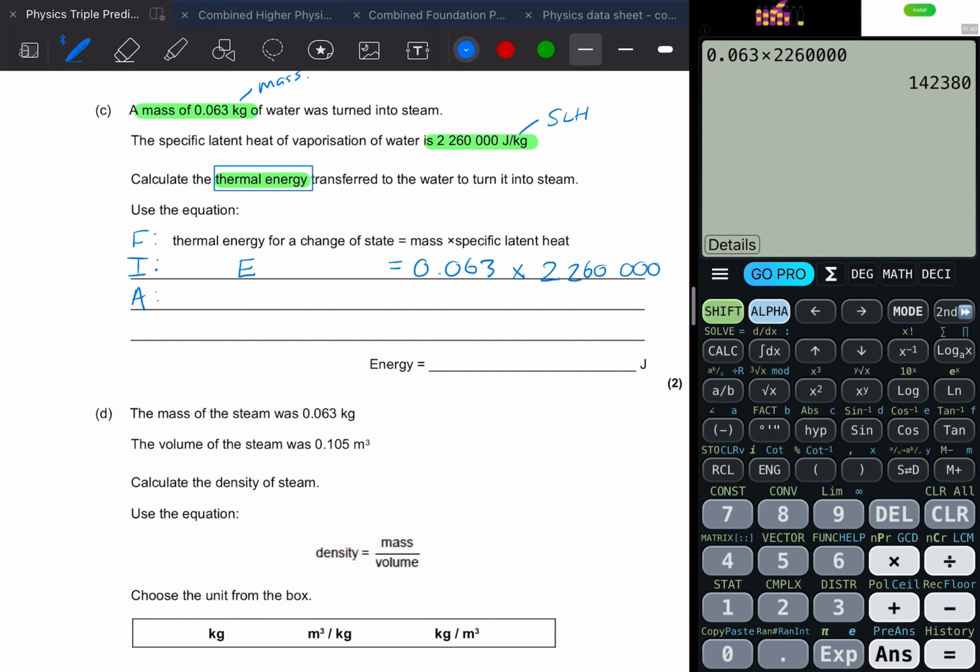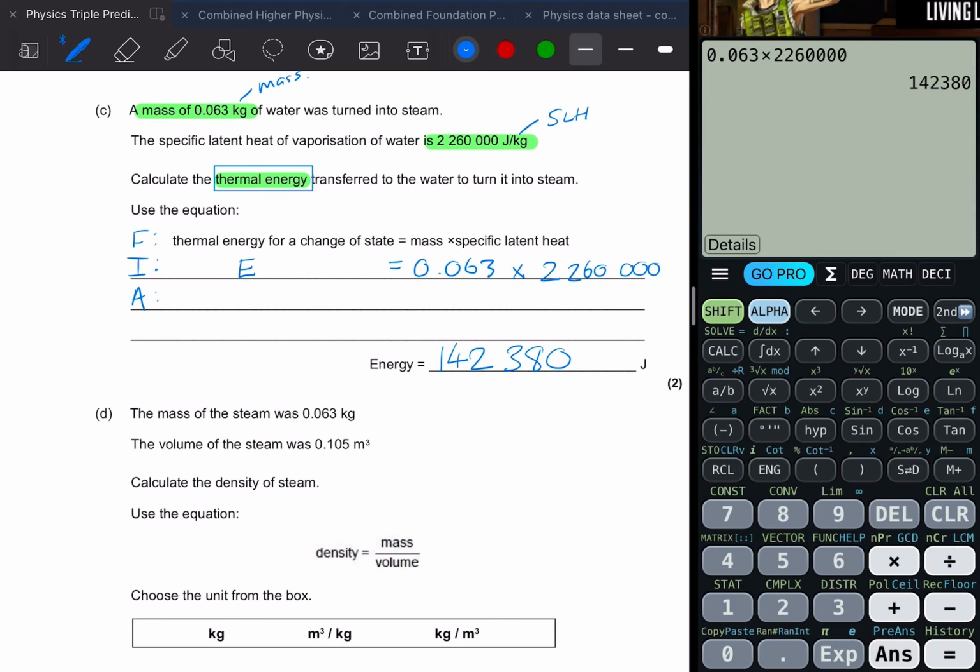So I've got 142,380. And make sure that you actually copy this number correctly. Again, it's very easy to do. 142,380 joules.